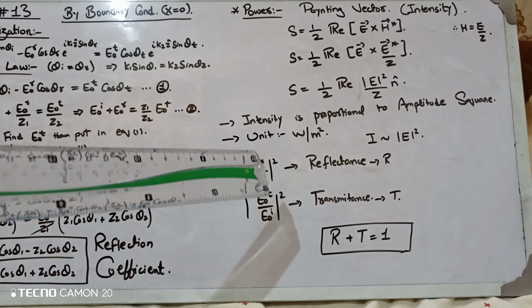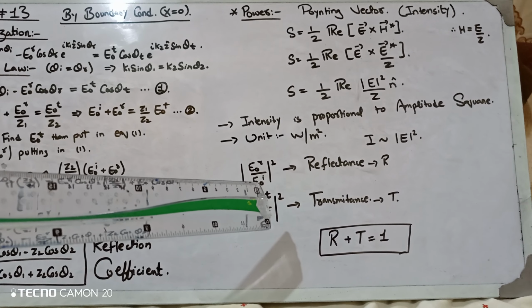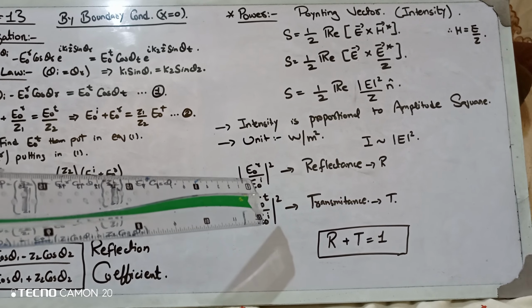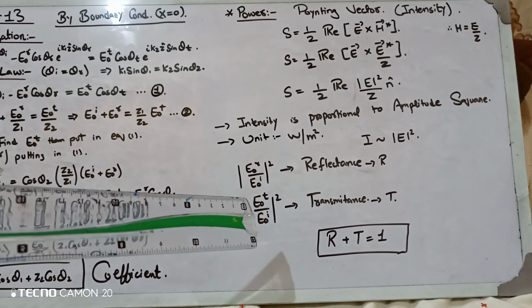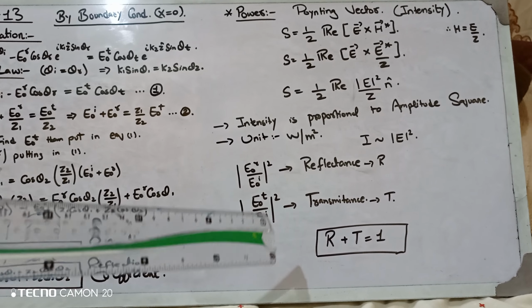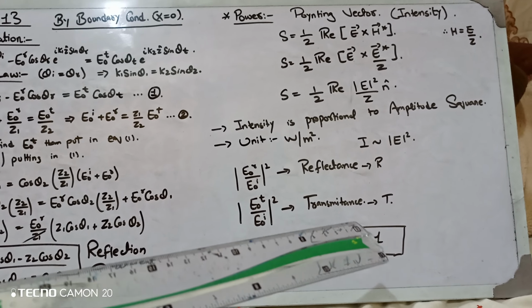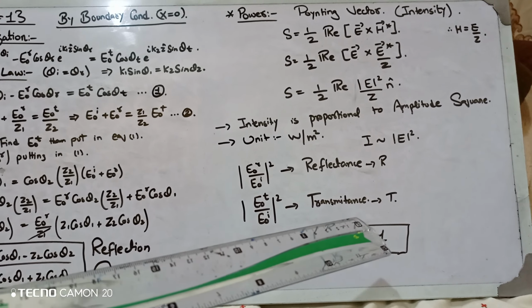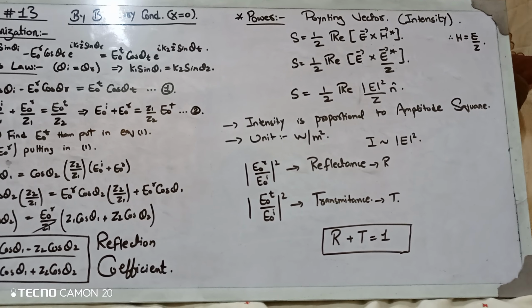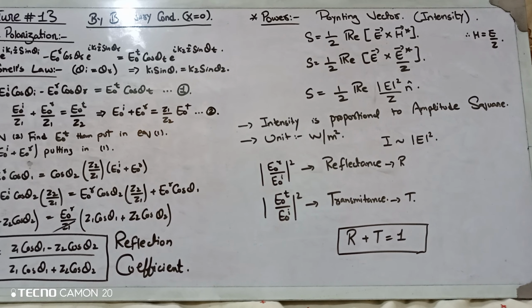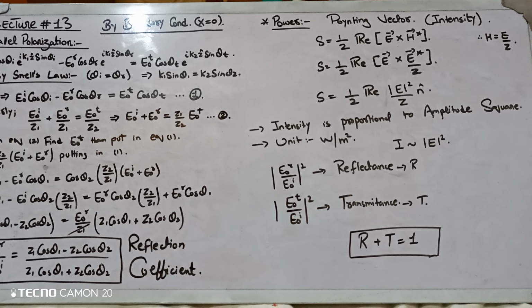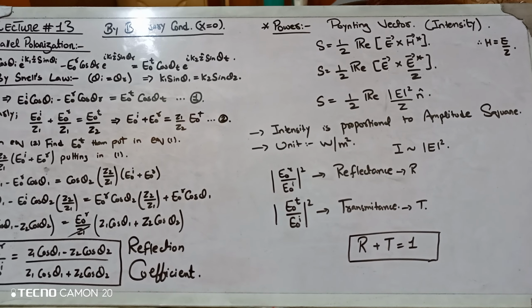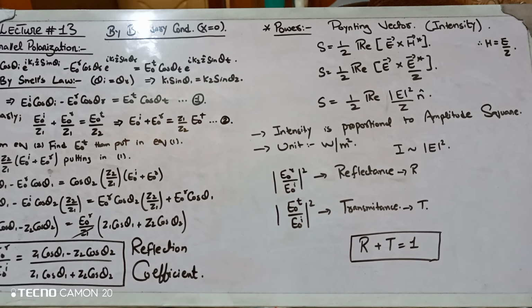As you know, E naught R divided by E naught I is basically the reflection coefficient, but by taking the mod square of the reflection coefficient, you get the reflectance, denoted by R. And by taking the mod square of the transmission coefficient, E naught T divided by E naught I mod square, it becomes the transmittance, denoted by T. So by taking the amplitude square, you get the intensity. The reflection coefficient becomes reflectance and the transmission coefficient becomes transmittance after taking their mod squares, and the sum of reflectance plus transmittance always equals 1.